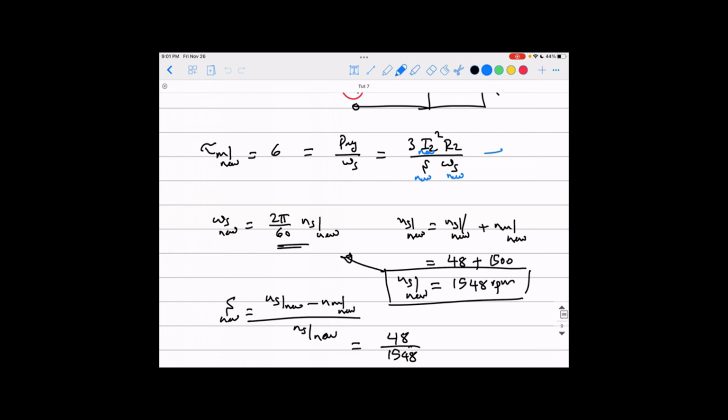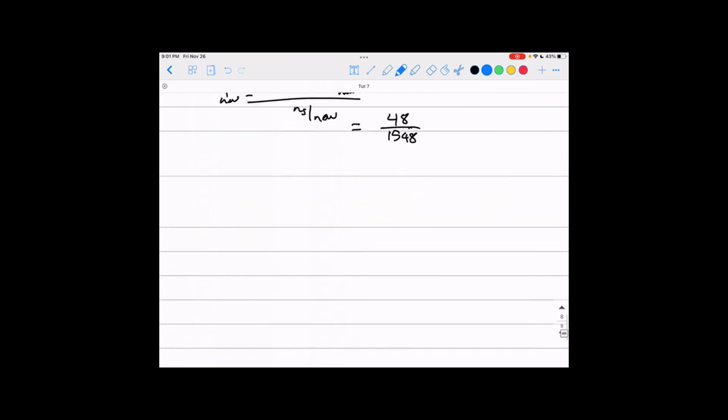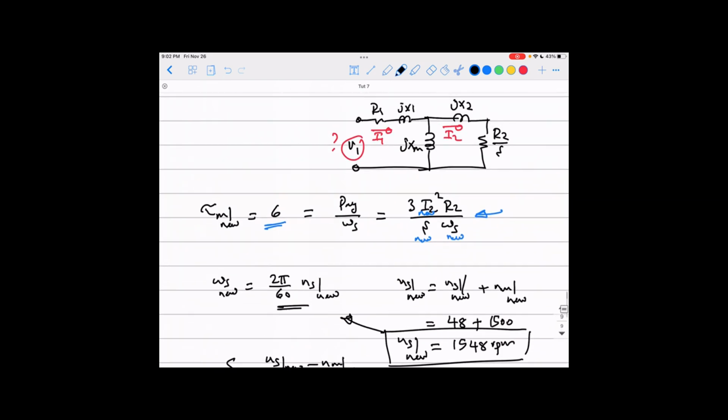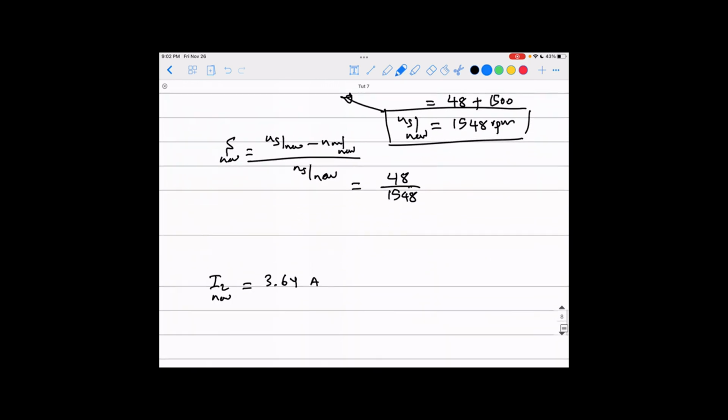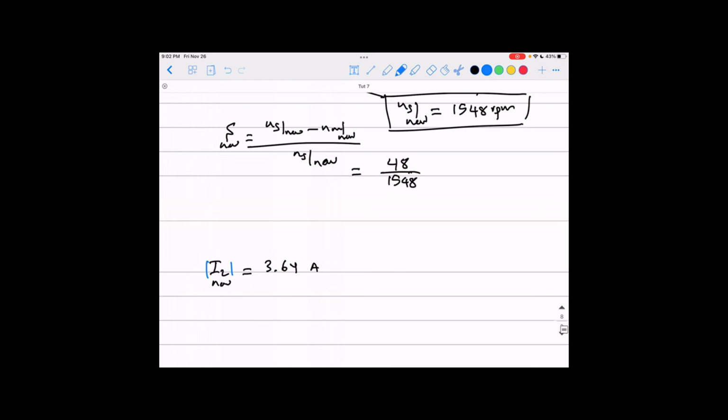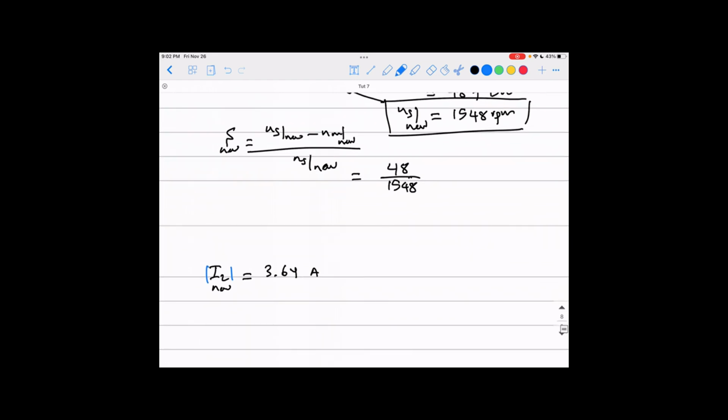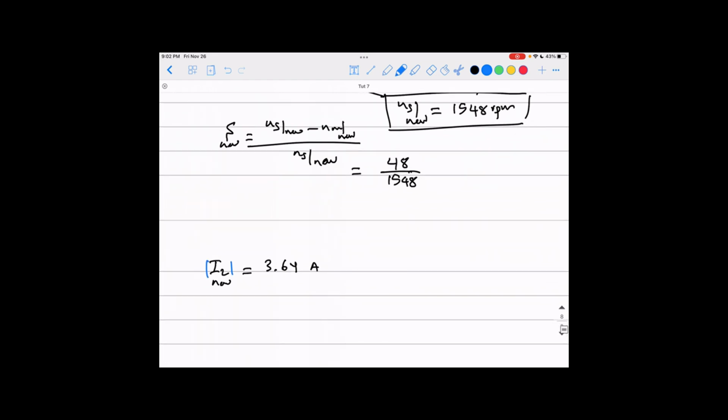So everything in this relationship is now known, because R2 is given. Since the torque is given and everything else has been calculated, you can go directly to find I2 new. You will find it to be 3.64 amps. That's the magnitude of the current, not the magnitude and angle. So using the torque calculation, we managed to find I2.